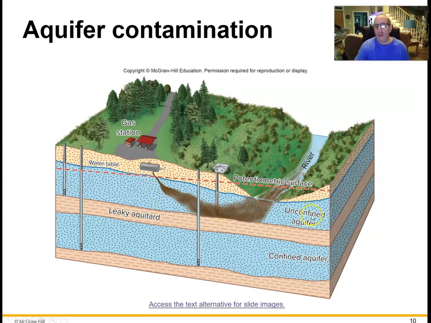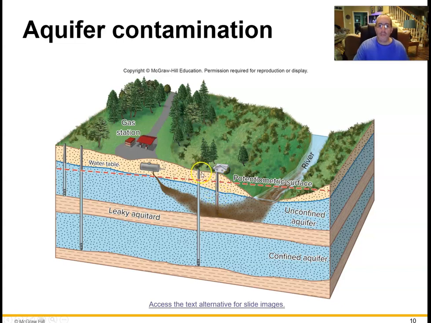It gets down into this unconfined aquifer. Here's the water table right here. Remember, this could be rock or it could be sediment, so the porosity and permeability of this aquifer are going to determine how fast it moves through and how much it disperses through this aquifer. And eventually, it may end up in a local river. If this is a river that receives water from the aquifer, from the water table, then it could end up in that river. It also can contaminate water wells that are drilled down into this aquifer.